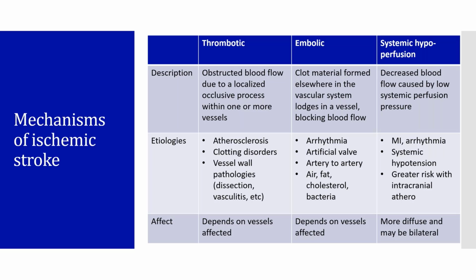they've got low blood pressure, if they maybe were in surgery and had a significant dip in their pressures, and maybe they've got some athero intracranially that's going to lead to inadequate perfusion of the brain. Thrombotic and embolic can come from a variety of sources, and the effect can obviously depend mainly on the vessels that are involved.